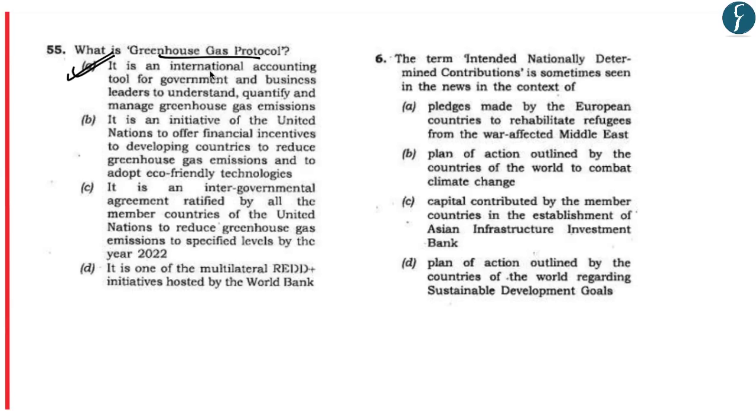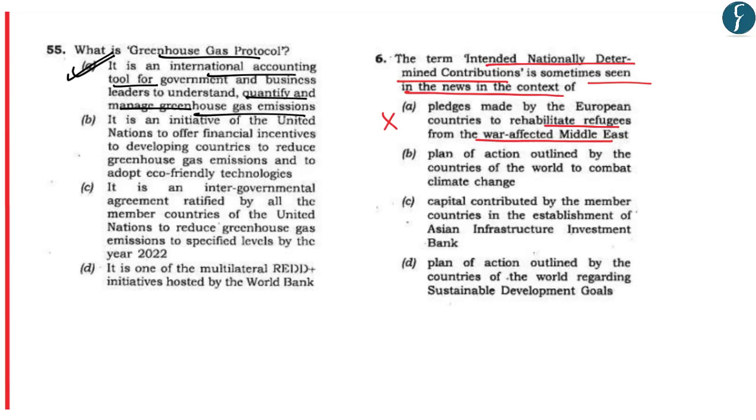That is, it is an international accounting tool for government and business leaders to understand, quantify and manage greenhouse gas emissions. Further, another question was asked on intended nationally determined contributions. Now the question was, the term intended nationally determined contribution is sometimes seen in the news in the context of pledges made by European countries to rehabilitate refugees from war-affected Middle East?